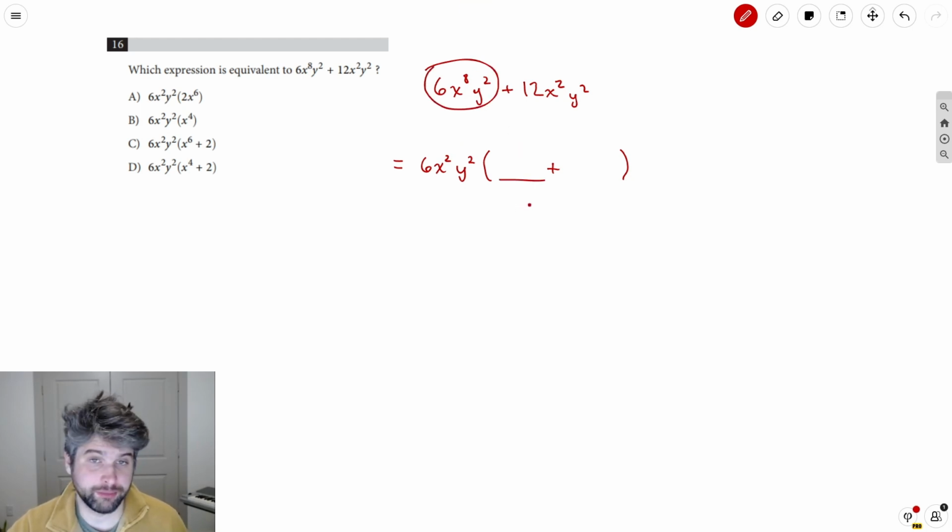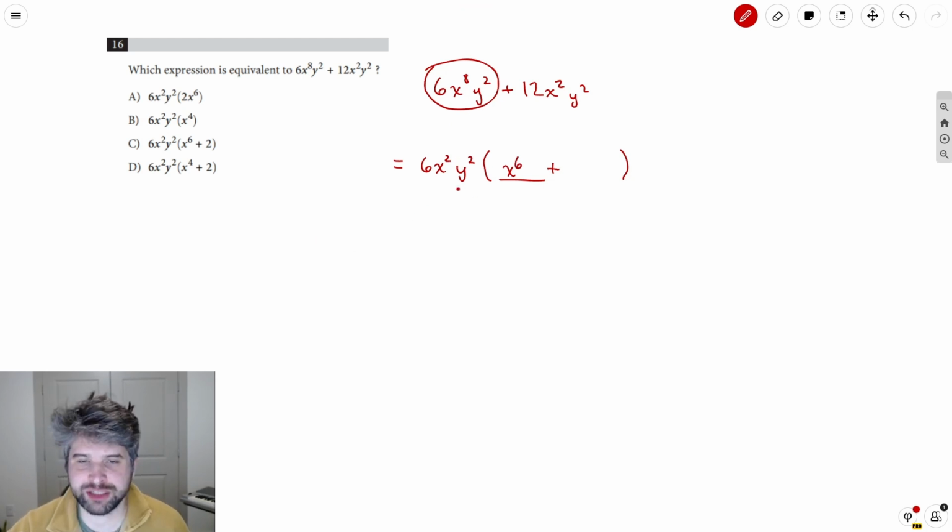So what goes here? Well, we don't need to multiply the 6 by anything to make it 6. We do need to multiply the x squared by something in order to make it x to the 8th. What would we multiply it by? Well, x squared times something would equal x to the 8th, and it's x to some power. Remember that these exponents have to add up to be 8. So this exponent needs to be a 6. So that's what we would multiply this whole thing by in order to get an x to the 8th here. We need an x to the 6th here.